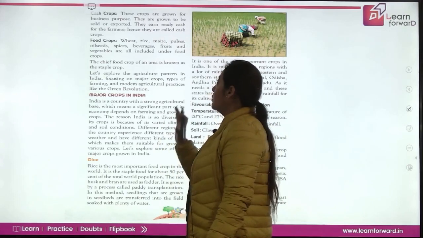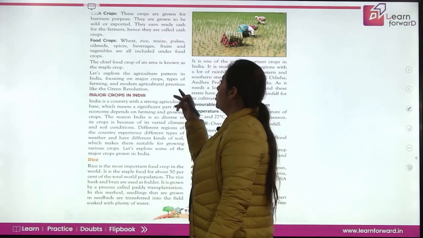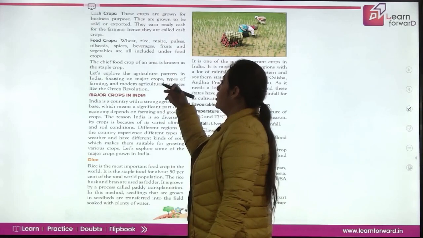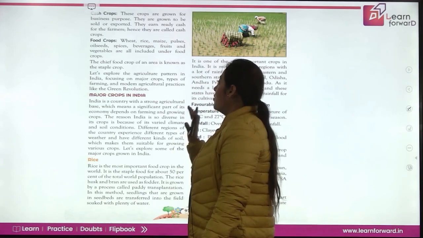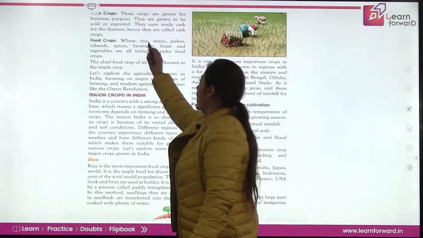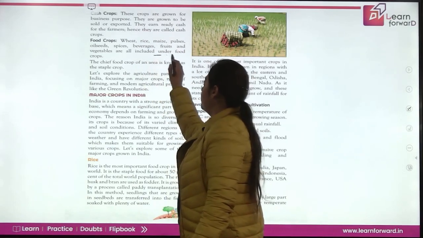सो व्हाट आर कैश क्रॉप्स? दीज क्रॉप्स आर ग्रोन फॉर बिजनेस पर्पसेस. दे आर ग्रोन फॉर to be sold or exported, and they help farmers to earn ready cash, hence they are called cash crops. But if we talk of food crops, wheat, rice, maize, pulses, oilseeds, spices, beverages, fruits and vegetables are included under the food crops.